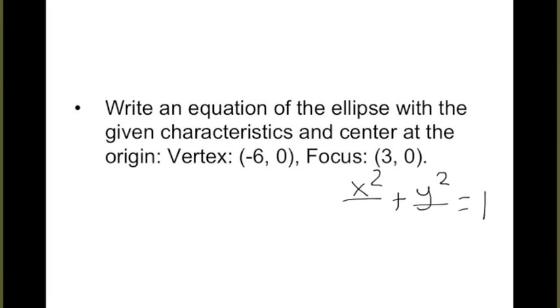The vertex is a part of our equation. So the vertex has a negative 6 in the x position. So what do I do with that? Square it and put it under the x. But the focus does not play a direct role in the equation. We need for that the second formula, c squared equals a squared minus b squared. C is the value of the focus. So c squared is 9.